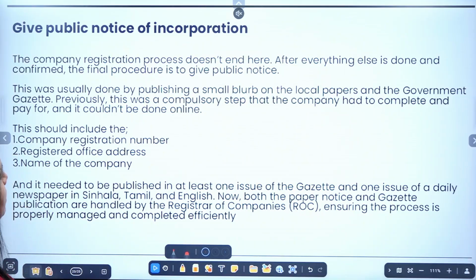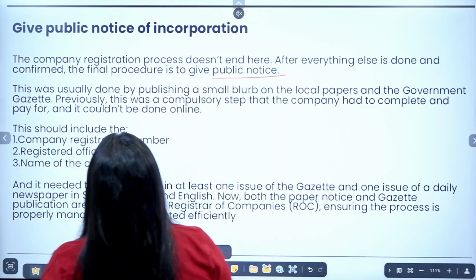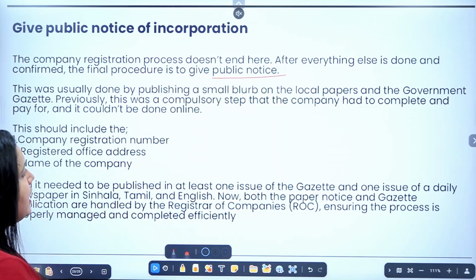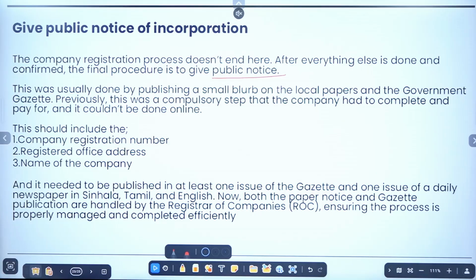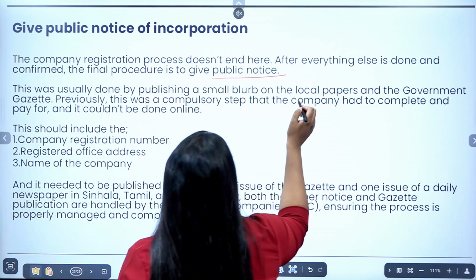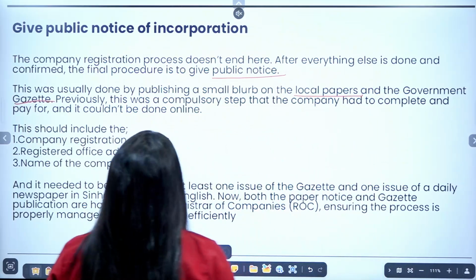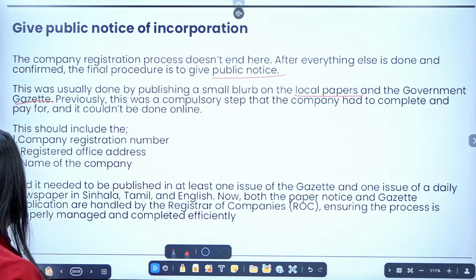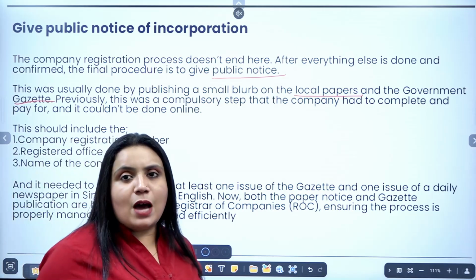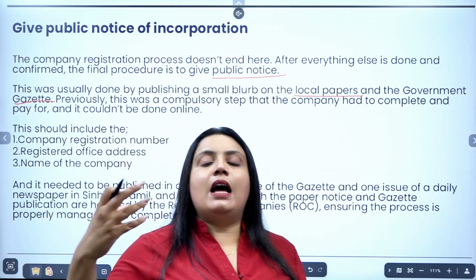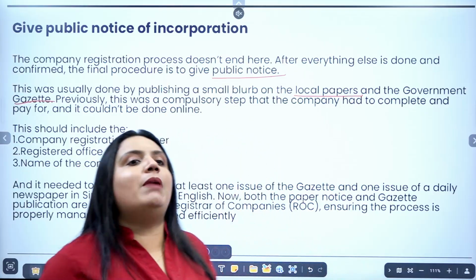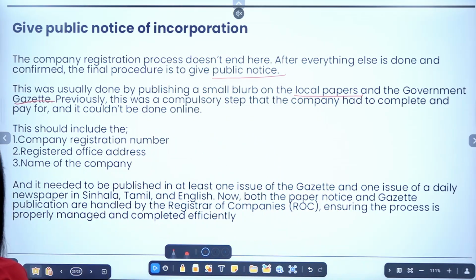The company registration process doesn't end here. After everything else is done and confirmed, the final procedure is to give public notice. This was usually done by publishing a small blurb in the local papers and the government gazette. So you had to put it in the local newspapers as well as in the government gazette. Previously, this was a compulsory step that the company had to complete and pay for, and it couldn't be done online. So usually in the EROC platform, everything was done online, but this particular thing was the problem, right? Therefore, it couldn't be done online.